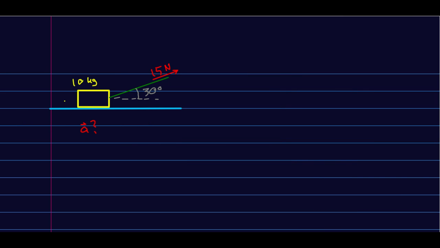One more. Let's say we're now pulling some box across the ice, and I want it to be ice so that I can ignore friction. So I'm going to say there's no friction. Of course there'd be some, but it would be small. And we're pulling it with a rope that's angled at a 30-degree angle up, and we're exerting a 15 Newton force on that rope. So again, let's draw the free body diagram.